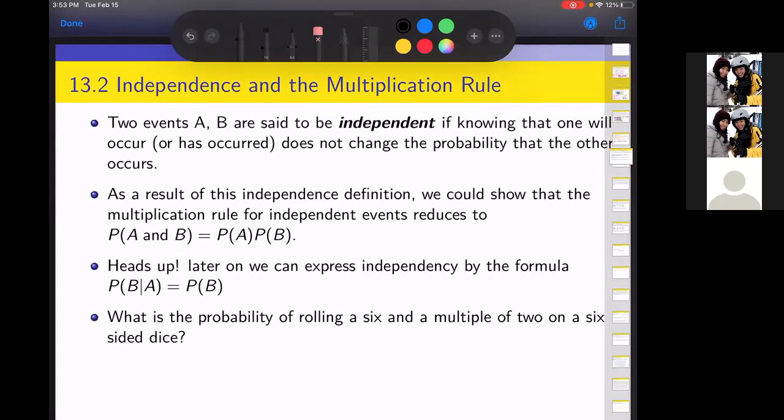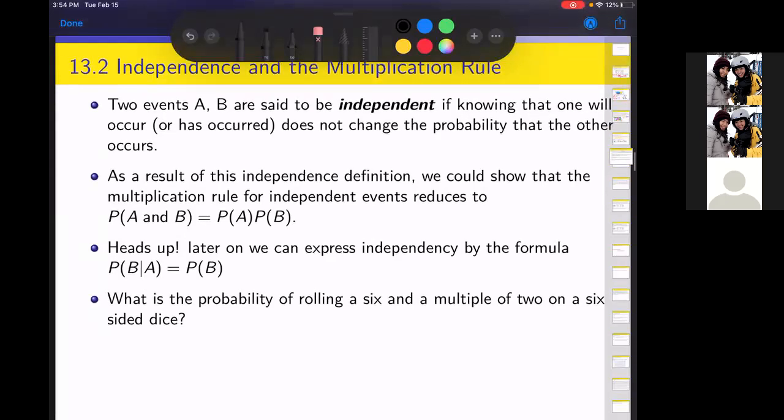Same thing with flipping a coin. Assume that your coin is fair, that it's not altered physically so that you have like 60% for head and 40% for tail. It's 50% for head, 50% for tail. So that's independent, right? The probability that the first flip is head is independent of the second flip. The second flip will be head or tail, same. So the probability does not change.